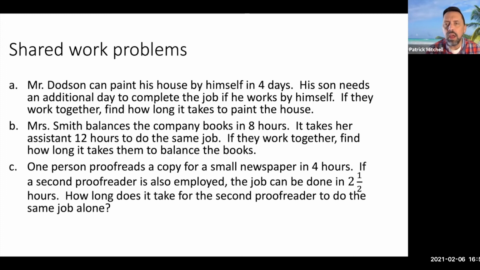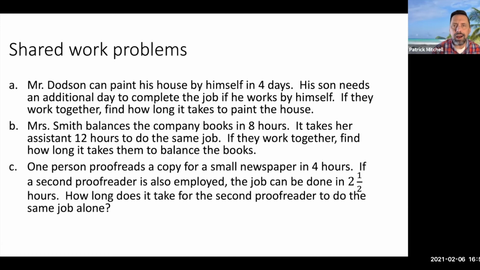Okay. And while we're here, let's read these other problems because, again, I've just got them summarized on the tablet. The next one is very similar. It says, Mrs. Smith balances the company books in 8 hours. It takes her assistant 12 hours to do the same job. If they work together, find how long it takes them to balance the books. So again, very similar to letter A.